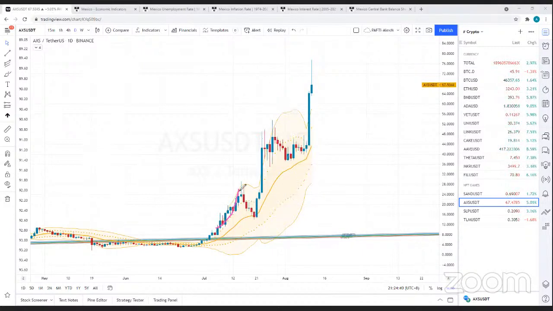Sa Bollinger, abnormal price action, nag-pull back, so we entered. Abnormal price action, nag-pull back, we entered. Now, lagpas na. So, gusto ko na mag-TP.